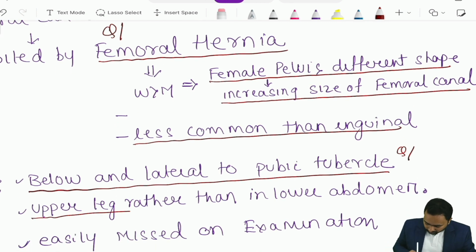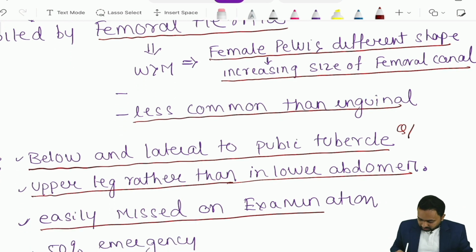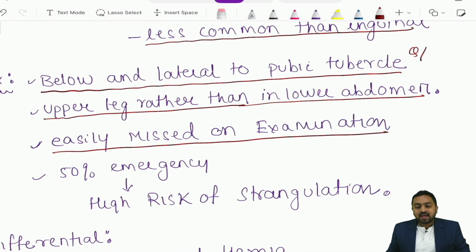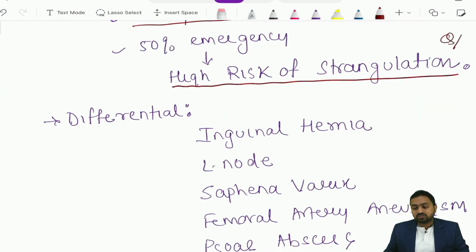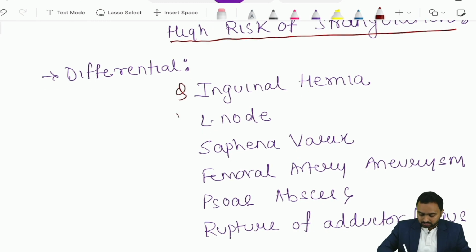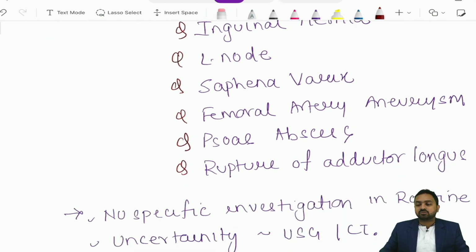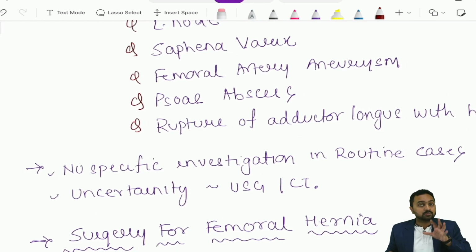It is usually seen in the upper leg rather than in the lower abdomen, and it may be easily missed on examination, and 50% usually present as emergency as they have a high risk of strangulation. There are a few important differentials which you need to consider while diagnosing femoral hernia, which include inguinal hernia, lymph node, saphenous varix, femoral artery aneurysm, Schwartz abscess, and rupture of the adductor longus. There are no specific investigations in routine cases, but when you have uncertainty, you might do a USG or a CT scan.